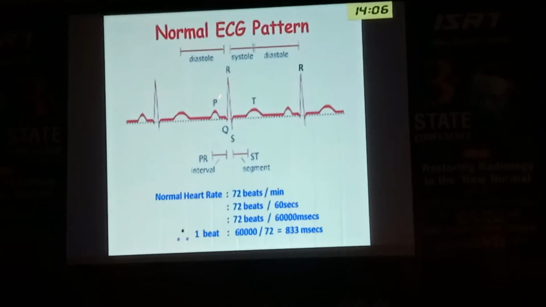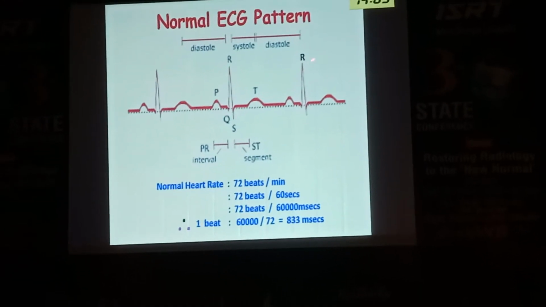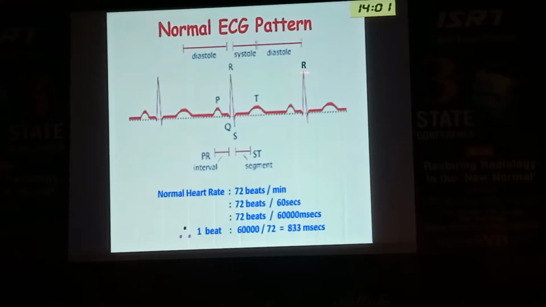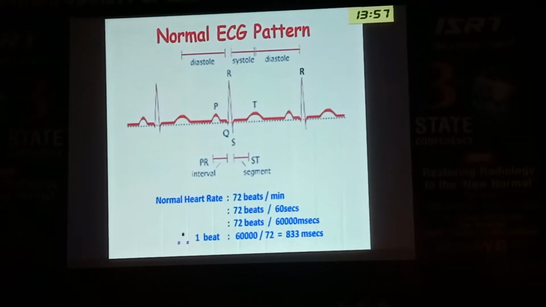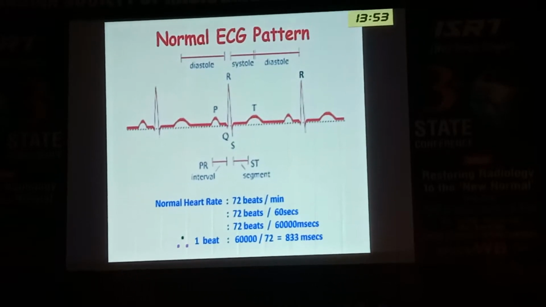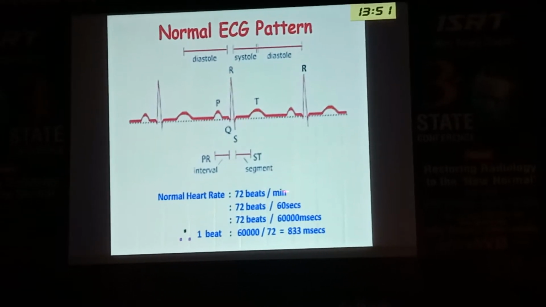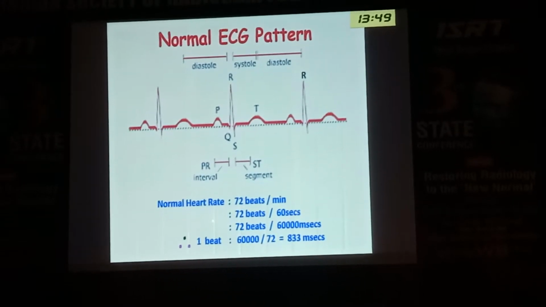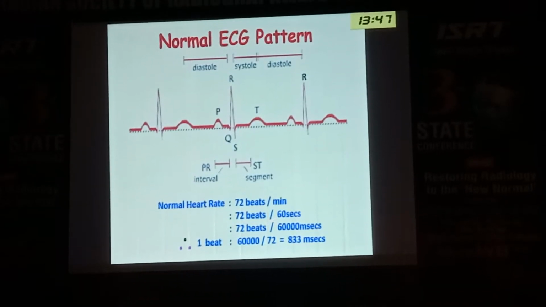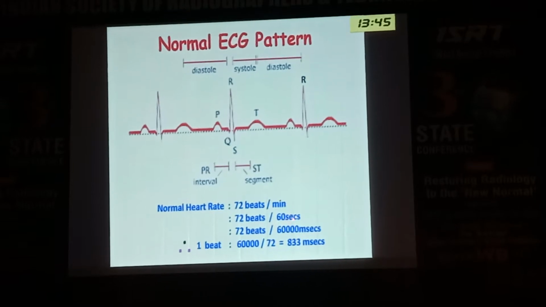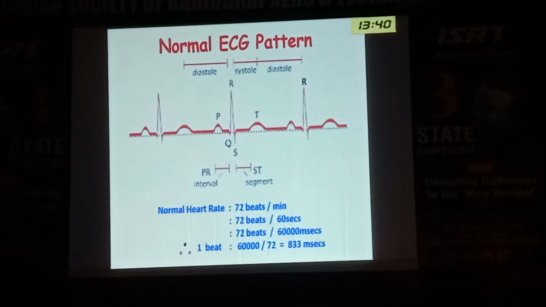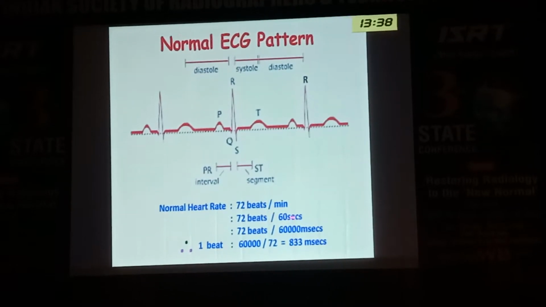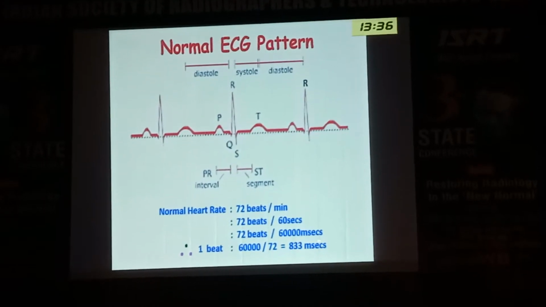The time between the first R peak and the second R peak is called the RR interval. You know that the normal heart rate is 72 beats per minute. 72 beats per 1 minute is 60 seconds. So 72 beats per 60 seconds. If I want to convert that into milliseconds, 1 second is equal to 1000 milliseconds. So 60 seconds is equal to 60,000 milliseconds.